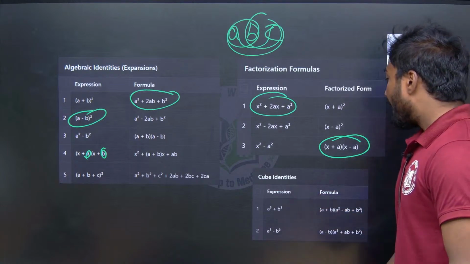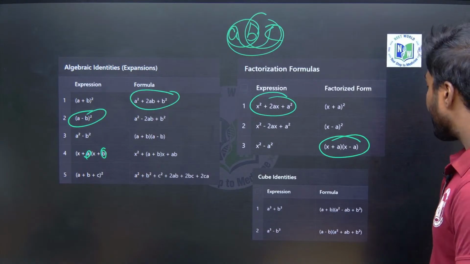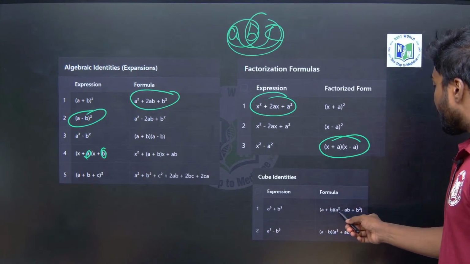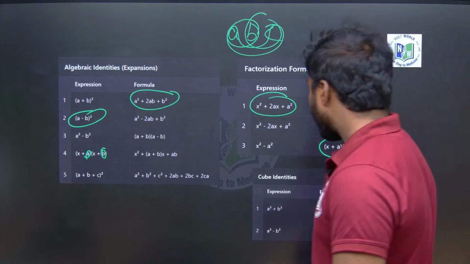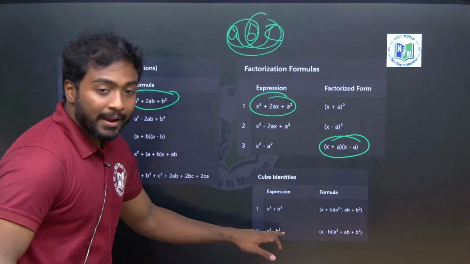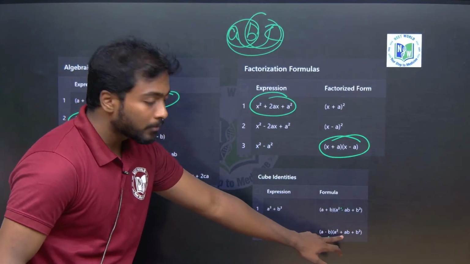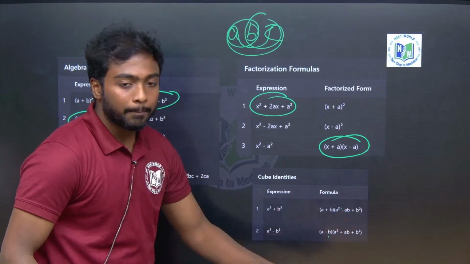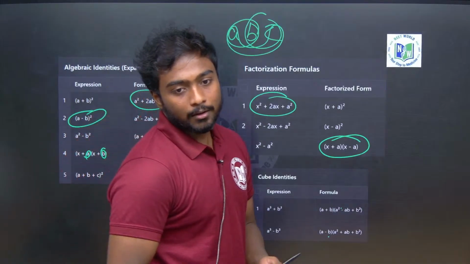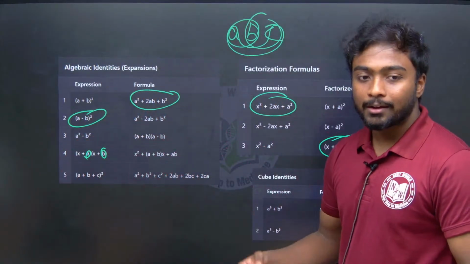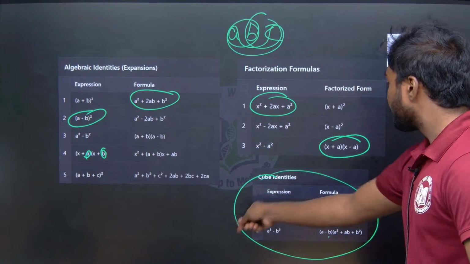Next are cube identities. a cube plus b cube is (a + b)(a square minus ab plus b square). Next is a cube minus b cube, which is nothing but (a − b)(a square plus ab plus b square). So these are the formulas we are going to use in algebra, that is linear equations or quadratic equations. Okay, and I have given some cubes also.